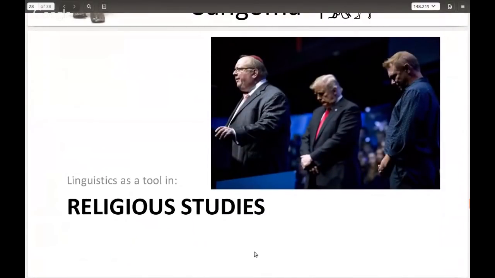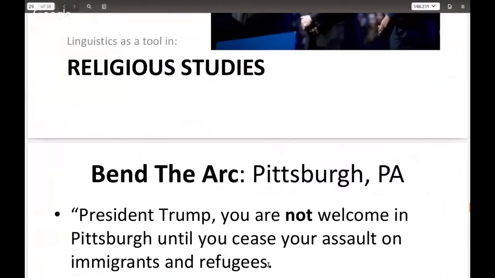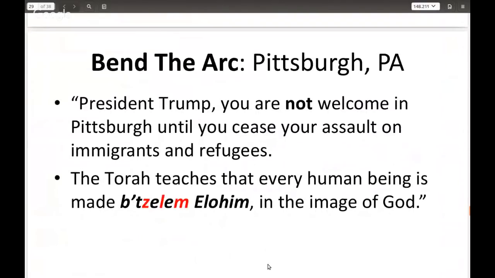And so even in your religious studies, this photo that you have here is from Pittsburgh, Pennsylvania, specifically, where a lone gunman ran into a synagogue and killed 11 people. 3 of them were police officers. And so President Trump, probably under pressure, came to Pittsburgh to pay his condolences. But there was a group of Jewish people that belonged to an organization called Bend the Arc, and they wrote an open letter to President Donald Trump.